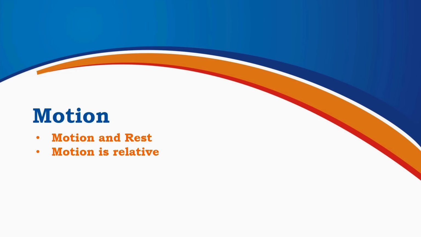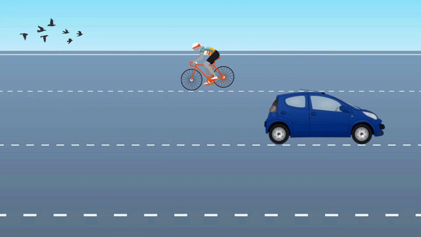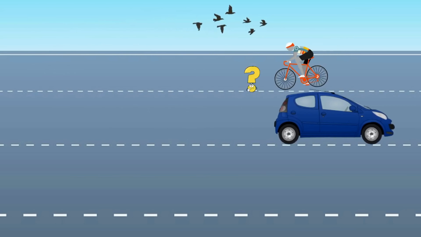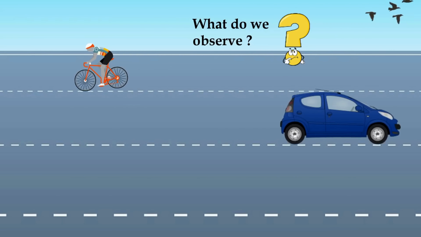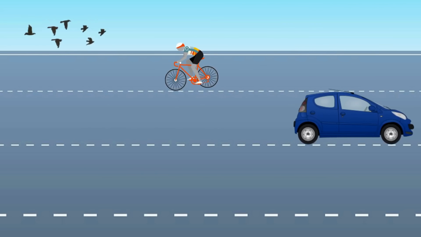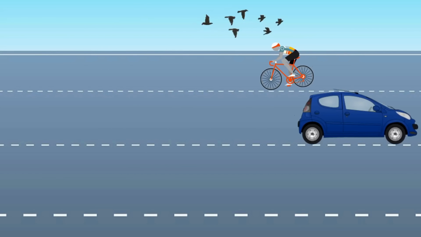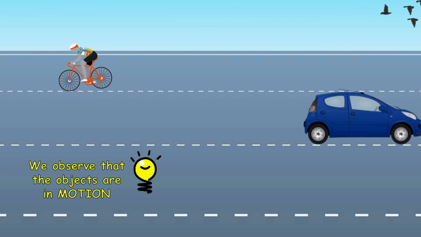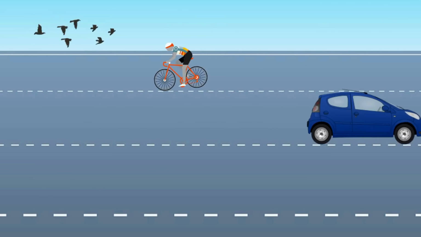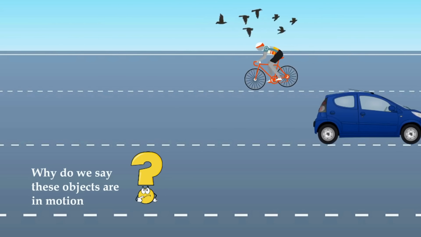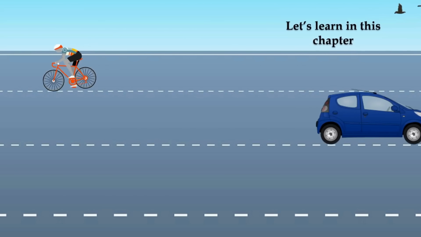In this lesson on motion, we will cover the following topics: motion and rest, and the idea that motion is relative. Look carefully at the picture on the screen. What do we observe? We observe that the objects shown here are in motion. But why do we say that these objects are in motion? To answer this question, let us begin our study of motion in this chapter.